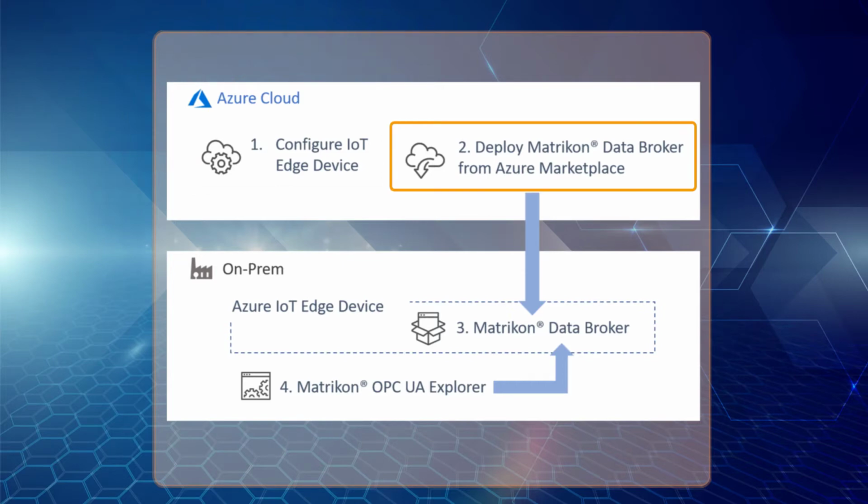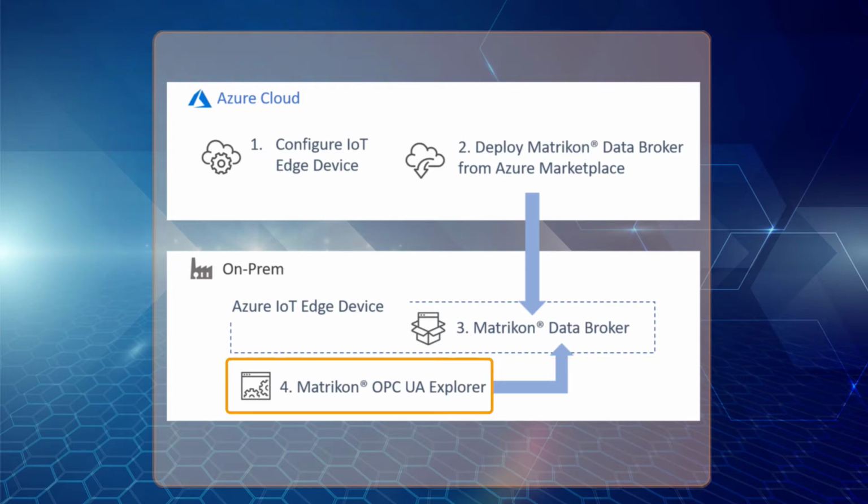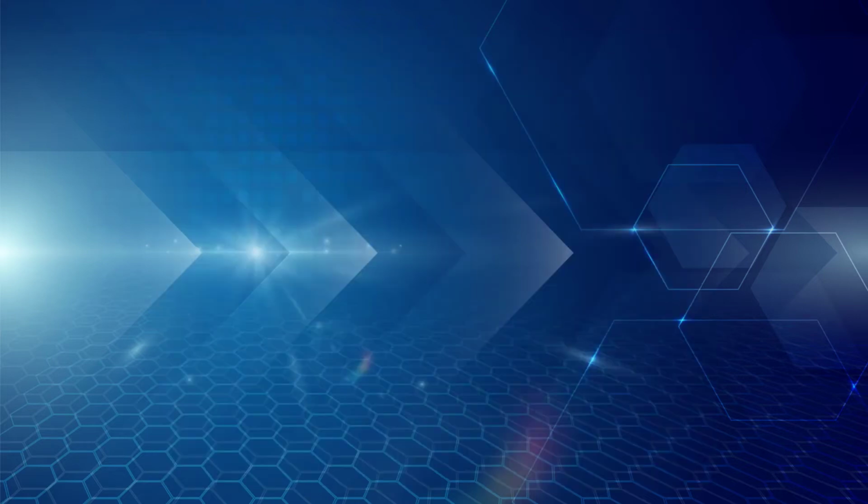The four key areas covered are configuration of the IoT Edge device in the cloud, deploying the Matrikon Data Broker container via Azure Marketplace to your on-premises IoT Edge device, configuring Matrikon Data Broker security certificates for the first time, and connecting Matrikon OPC UA Explorer to Matrikon Data Broker so you can start configuring it to work with your shop floor data sources.